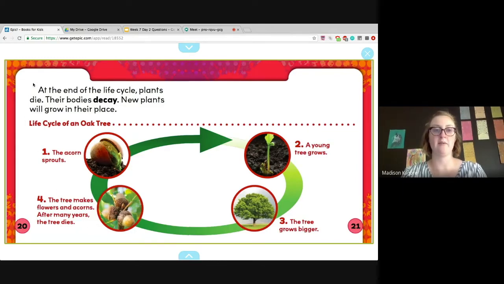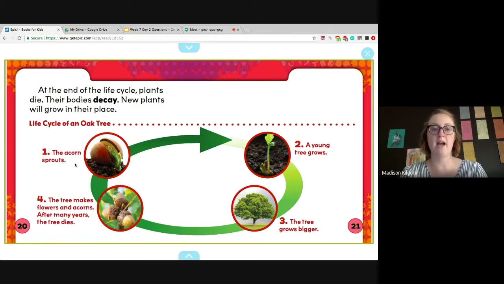So if I go back to read the text, and then I'll keep that in mind, and then we'll look closer in at this diagram. So at the end of the life cycle, plants die, their bodies decay. New plants will grow in their place. So now I'm going to look at a life cycle to better understand the plant life cycle of the different parts we've read about. So 1, the acorn sprouts.